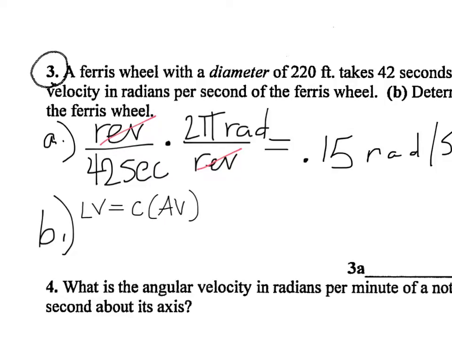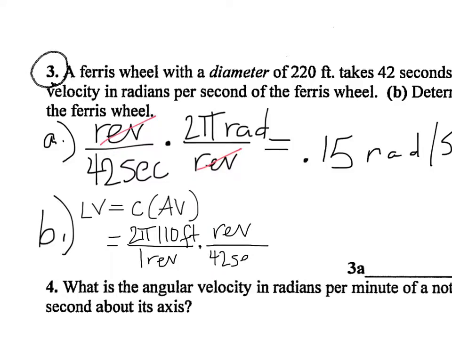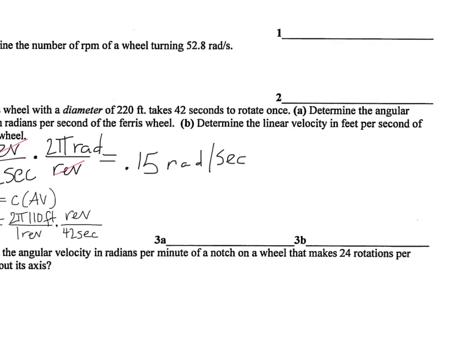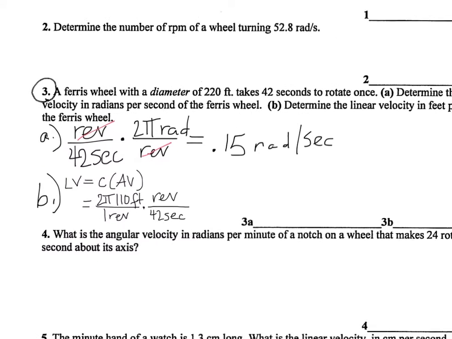So to put this into the formula, 2 pi times 110 feet for the radius. And remember, circumference is always with 1 revolution. It takes 1 revolution to go around the circle, times the angular velocity, which was what we started with, 1 revolution in 42 seconds. Back to the problem: it says determine the linear velocity in feet per second.